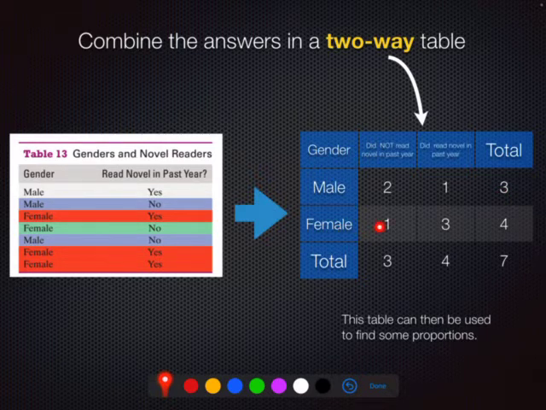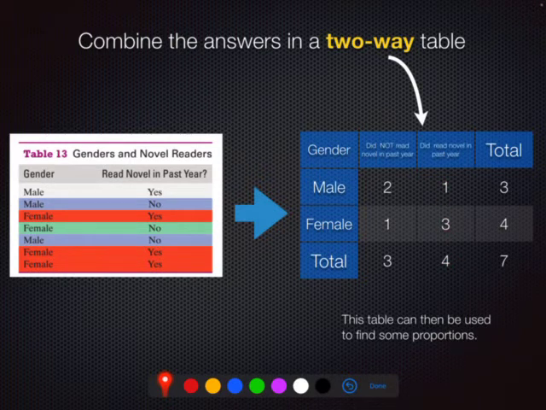Let's check our females. Did not read. And there, that one is in green. There was one. 3 of them in red did read last year. And these are the totals vertically. So we had a total of 3 who did not read. Doesn't matter if they're male or female, just a total of 3. And then we had 4 that did.